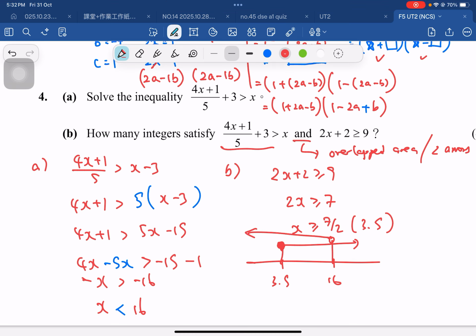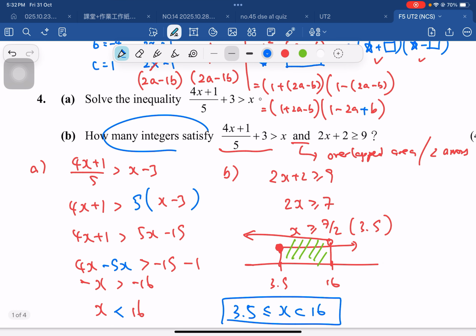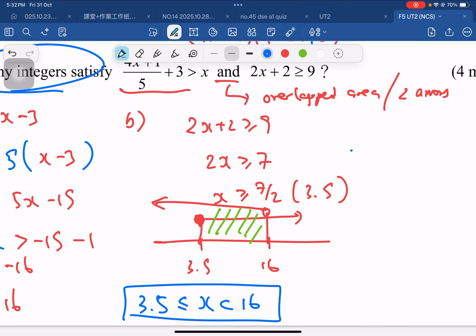Then we find the two arrows part is going to be in the middle part. Then we can say that 3.5 is smaller than or equal to x, smaller than 16. But the question is asking how many integers satisfy this inequality, isn't it? Then we try to count it together.